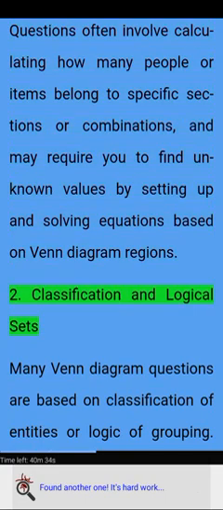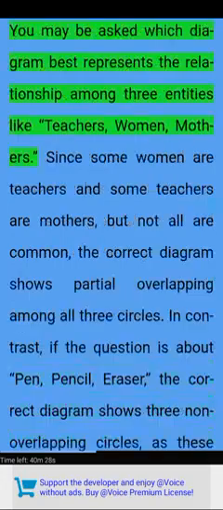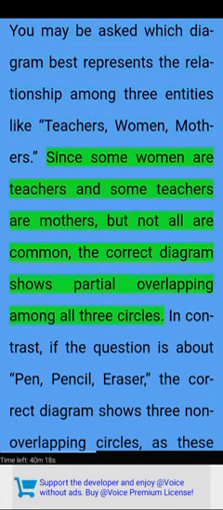2. Classification and logical sets. Many Venn diagram questions are based on classification of entities or logic of grouping. You may be asked which diagram best represents the relationship among 3 entities like teachers, women, mothers. Since some women are teachers and some teachers are mothers, but not all are common, the correct diagram shows partial overlapping among all 3 circles.